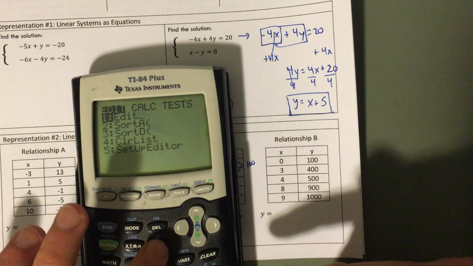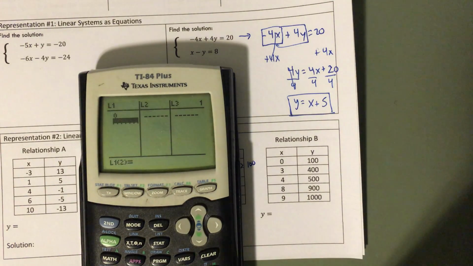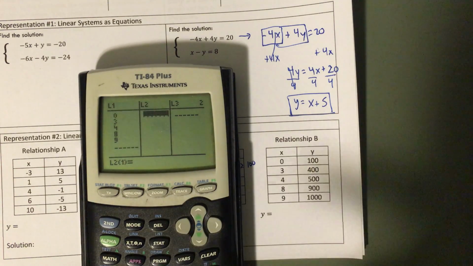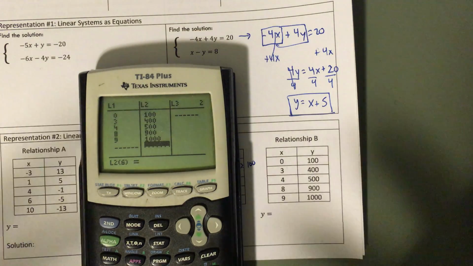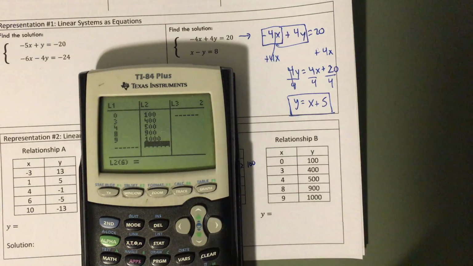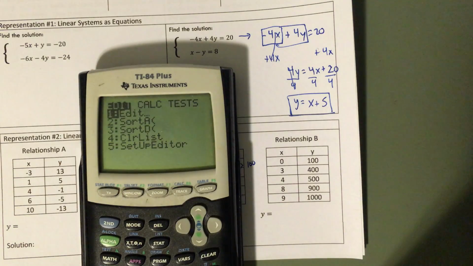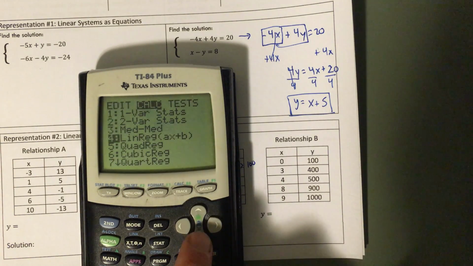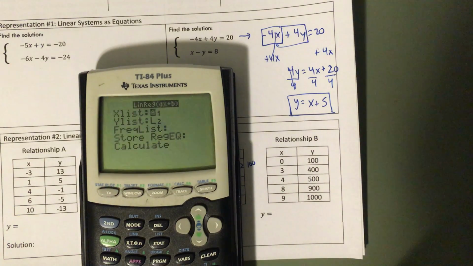So I can go to stat, I can edit, and then I can recreate the table, right? And then I can go 100, 400, 500, 900, and 1,000, right? So I would do that just to make sure you know how to do this on the calculator. So if you want to pause the video, you can stop. But then at this point, you're just going to go stat, calculate, and then linear regression is the one that tells us how to make a line.